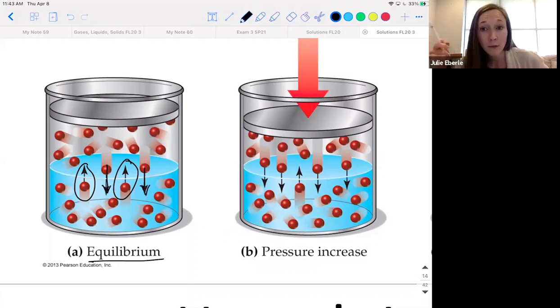Some of you missed this on exam 3. Equilibrium does not mean equal numbers or concentrations of reactants and products. It means equal rates of forward and reverse reaction. And that's what you see here, equal rates.